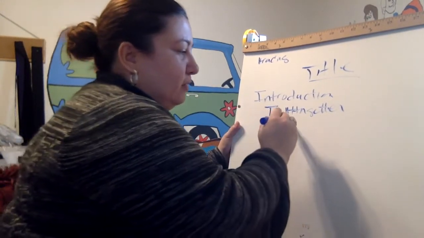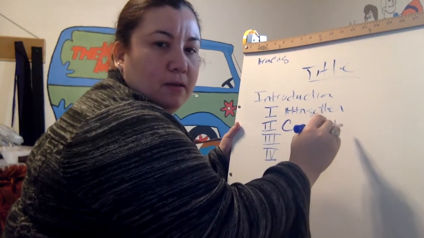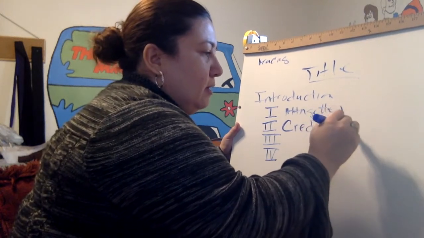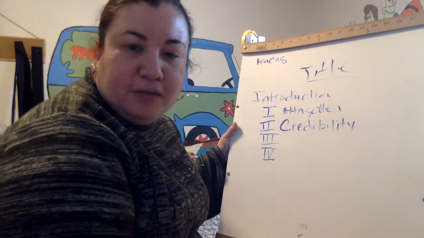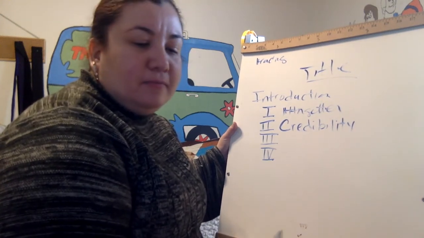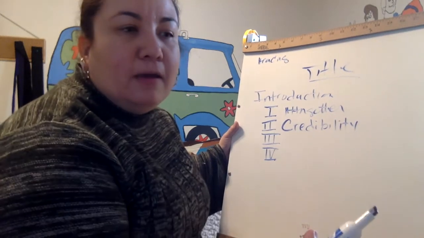So your attention getter is first, the credibility is second. Credibility is why you're the expert to speak on the topic. And the sentence would be like, I'm a student at Southwest Texas Junior College majoring in nursing.